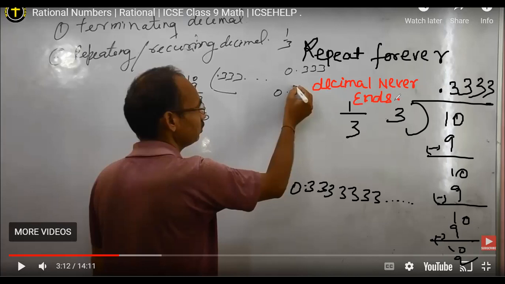So you know what is meant by terminating decimal? Terminating decimal means the remainder will be 0. Repeating decimal or recurring decimal means in your quotient the decimal never ends. Okay?